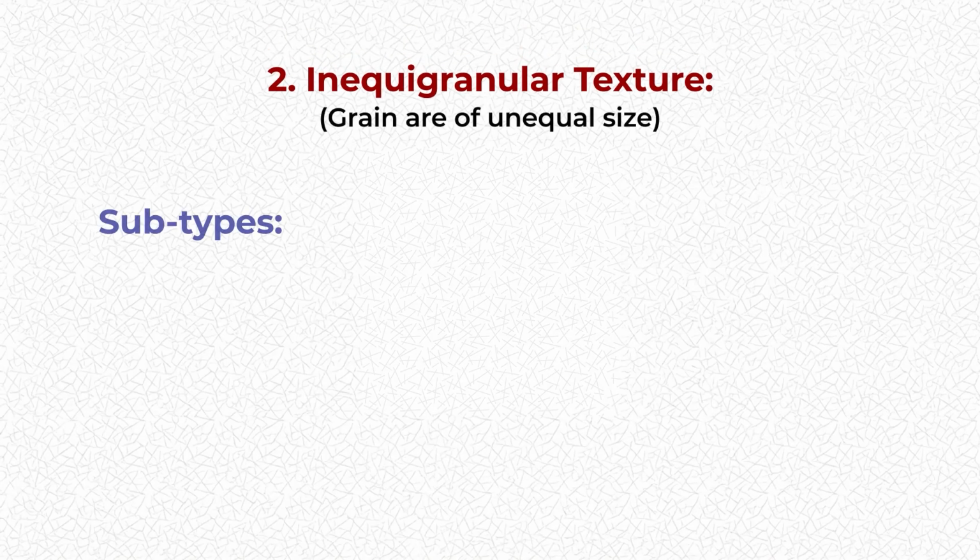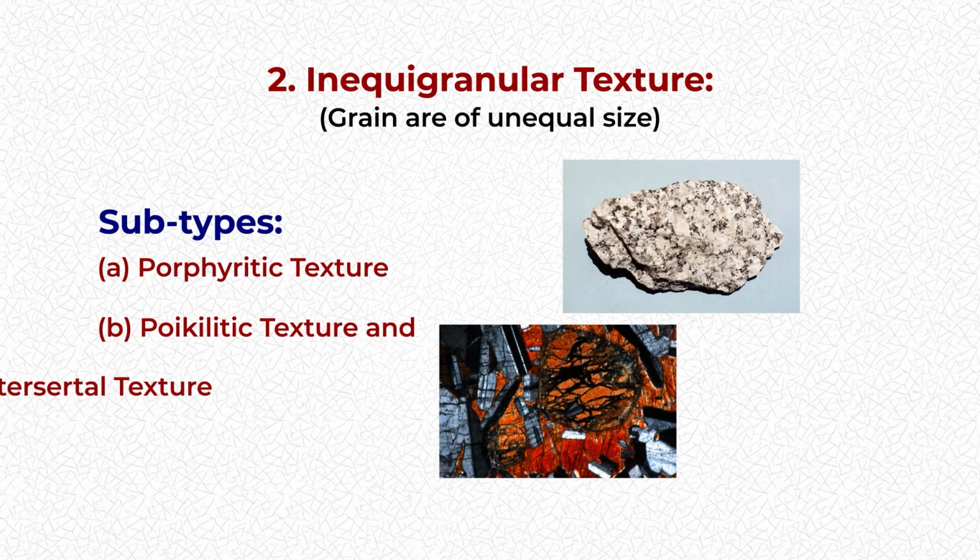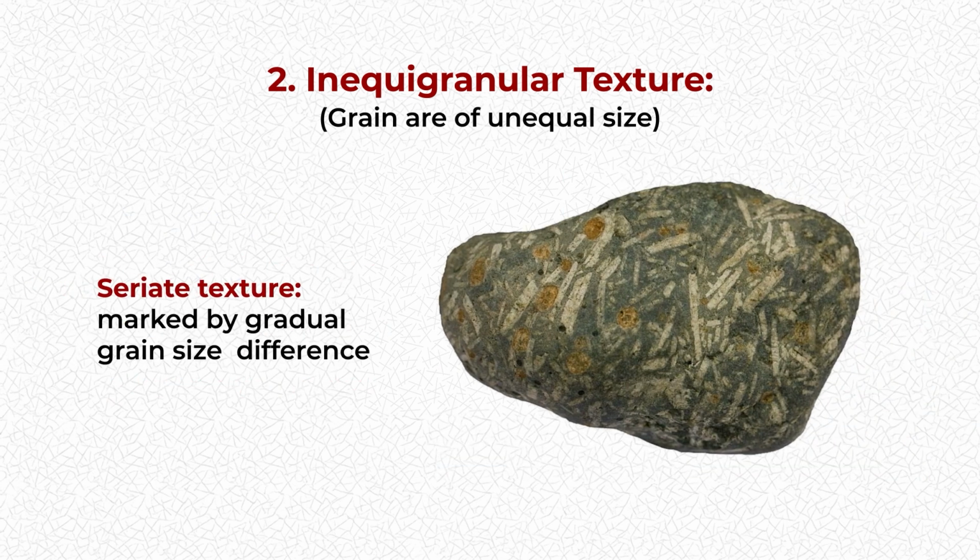Now the second category is inequigranular texture. The grains are of unequal size. This is contrasting to the first category. In the first category, you have all the grains of almost equal size. But here, there is a difference in the grain size. All the grains are of unequal size. There are three subtypes: porphyritic texture, poikilitic texture and intersertal texture. Seriate texture is also discussed in this category, and is marked by gradual grain size difference.